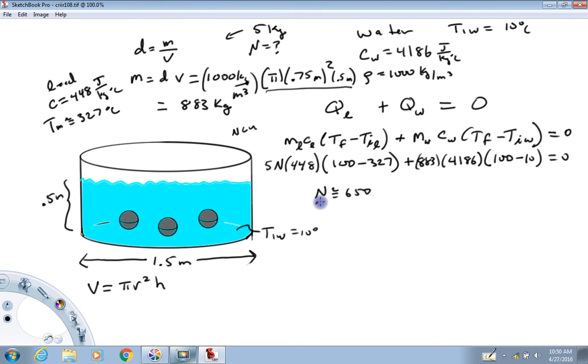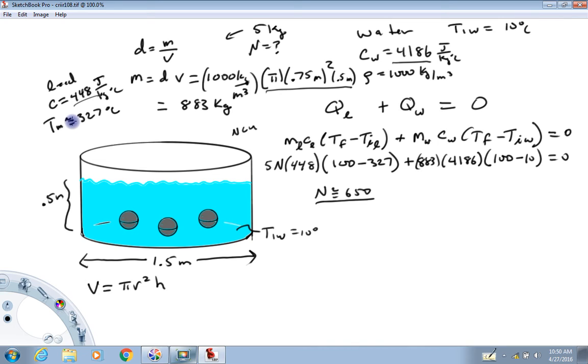So let's talk a little bit about this and what this means. First of all, I expected that number to come out pretty high, and I want to talk about why. We have 883 kilograms of water. That's a pretty darn big tank. And second, remember that water has a very, very high specific heat, 4186, especially compared to lead, whose specific heat's only around 448. So water's specific heat is somewhere between 9 and 10 times that of lead.